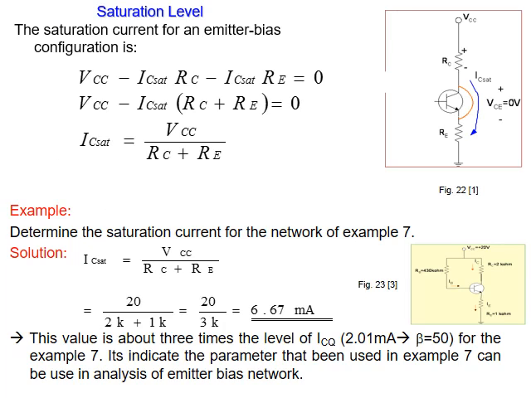Also, the saturation could occur. So in this way, as you see, the equation reduces to VCC minus, there's no VCE, VCE becomes 0, over RC plus RE. Now, if you apply this idea to the previous example, okay, you can see that the current we got is 6.67, okay, which is around 3 times this value.